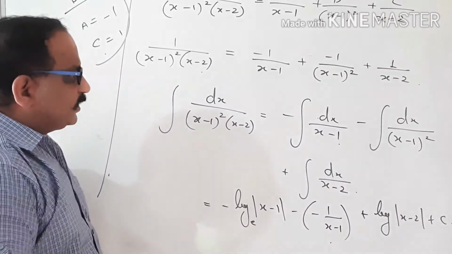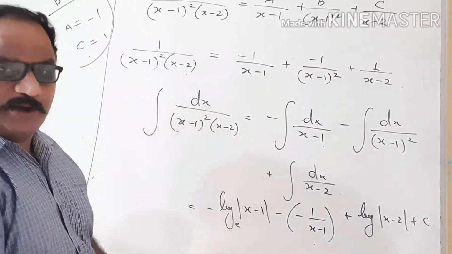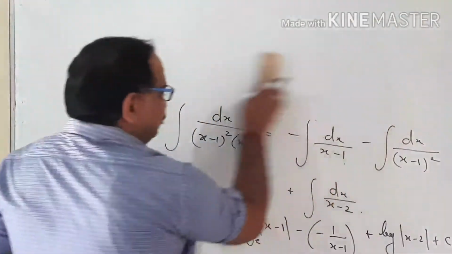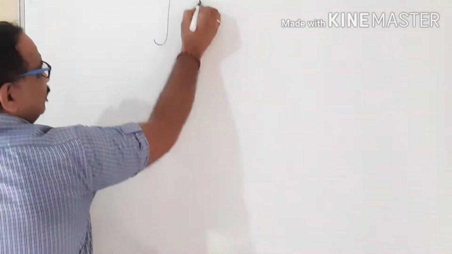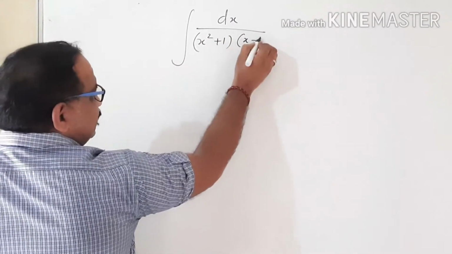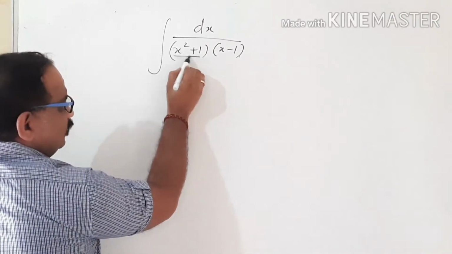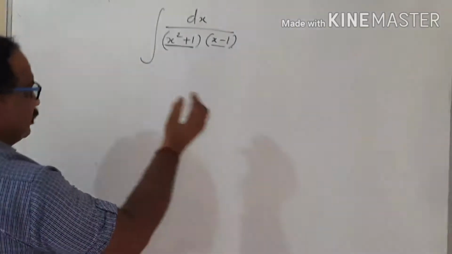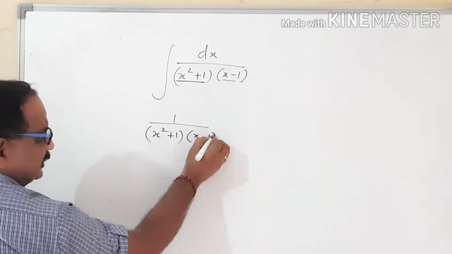So in this problem we are doing partial fraction as well as integration. That is the second kind. In case of the third kind, or you can say third type of problem, in the denominator part, we are having a problem like this. See, dx upon (x square plus 1) and (x minus 1). In such type of problem, there is a part which is non-factorizable, and this is factorizable. So in that case, how can we proceed? Just see, there is 1 upon (x square plus 1) and (x minus 1).